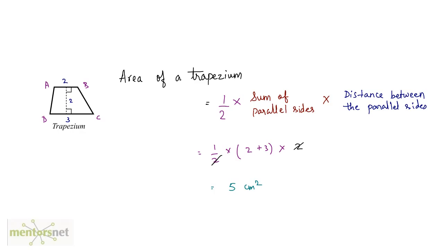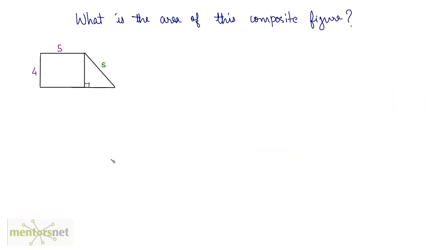Let us put them to test by solving this question. What is the area of this composite figure? Now this composite figure is basically a trapezium, but we'll try to solve it traditionally. So this composite figure contains a rectangle and a triangle. Okay, so what will be the area of this figure? Well, it will be the addition of the area of this rectangle and the area of this triangle.